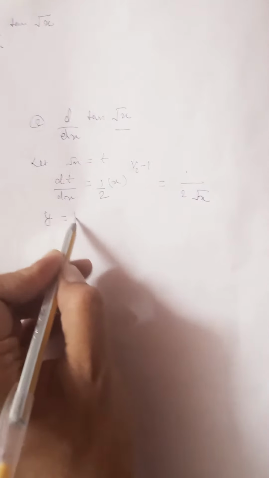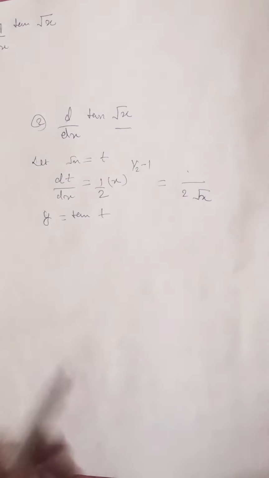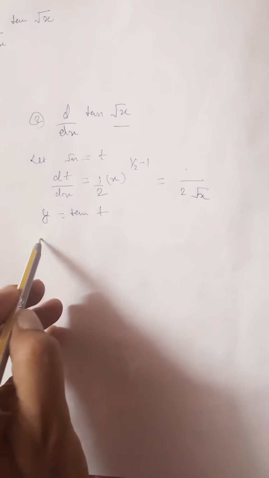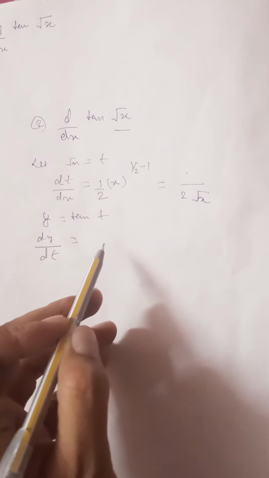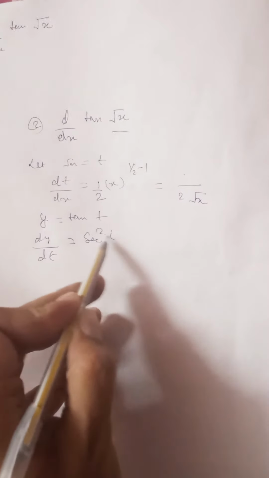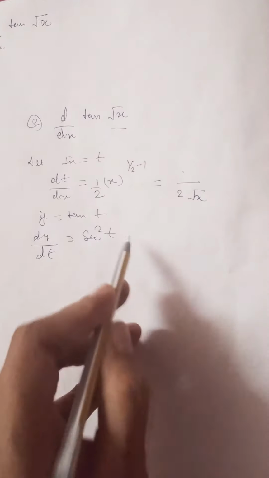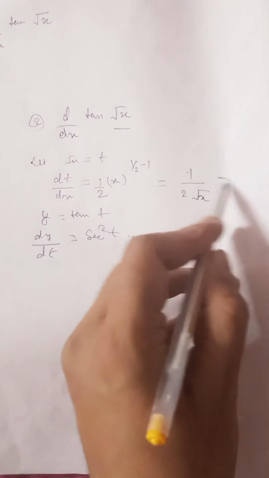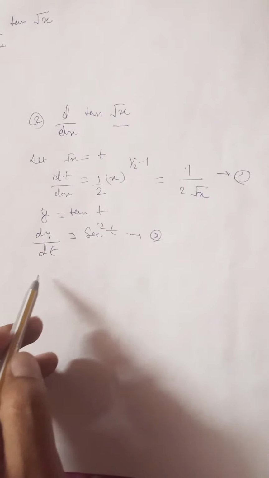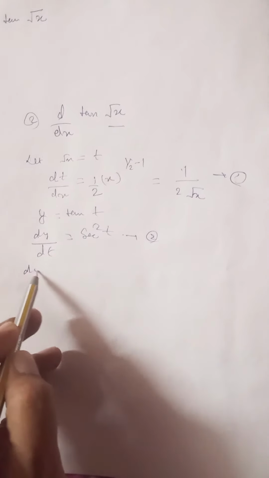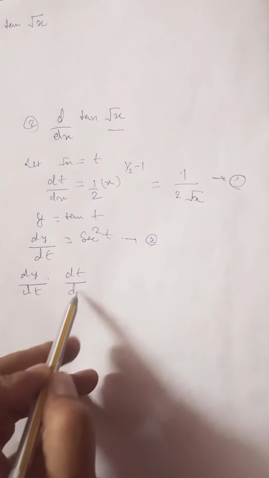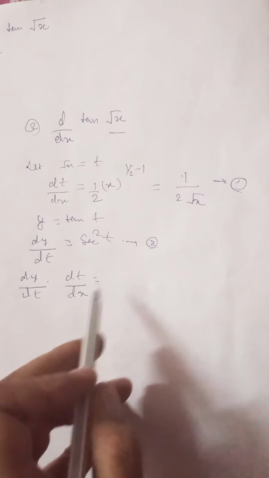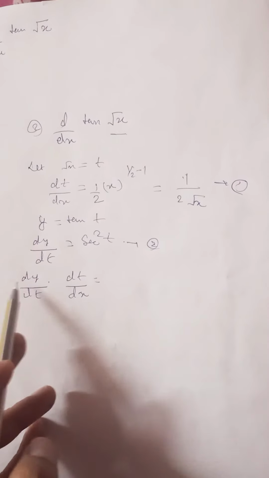Now assume y is equal to tan of t. Tan root x will be tan t. Now dy upon dt: tan t will be equal to what? Sec square t. Now this is the second equation, and this is the first equation. Now multiply both of these equations. So dy upon dt into dt upon dx will be equal to what? This will give us the final result, dy upon dx.